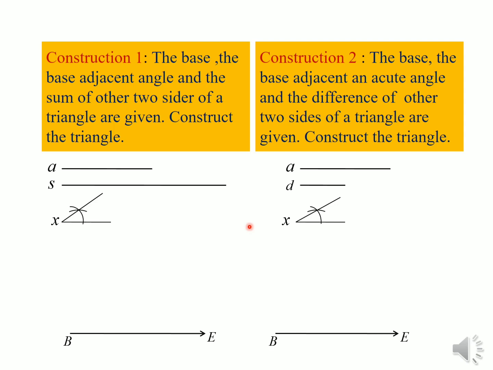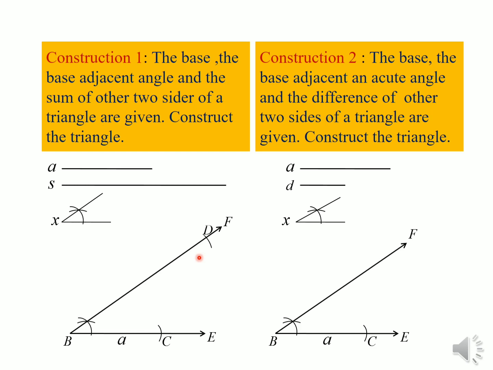In both cases, let us consider any ray B. Now from B, we cut off BC equal to a, and for construction number 2 also, we cut off BC equal to a. Now at point B, we draw angle CBF equal to angle X, and for number 2 also, we draw angle CBF equal to angle X.